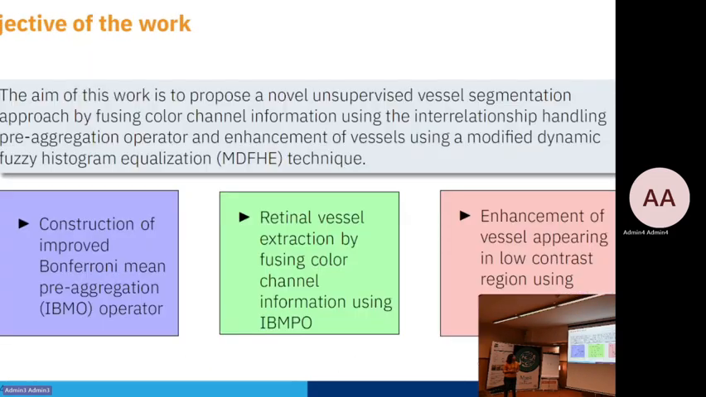For that, we have proposed an unsupervised vessel segmentation method by fusing all the color channel information using an interrelationship handling pre-aggregation operator. We have also tried to enhance the small vessel information using a modified dynamic fuzzy histogram equalization technique. The work can be categorized into three parts. First, we constructed the Born-Trigonometric pre-aggregation operator. Then we proposed the vessel segmentation algorithm by fusing all color channel information. Lastly, we used the modified dynamic fuzzy histogram equalization technique to enhance the small vessels.